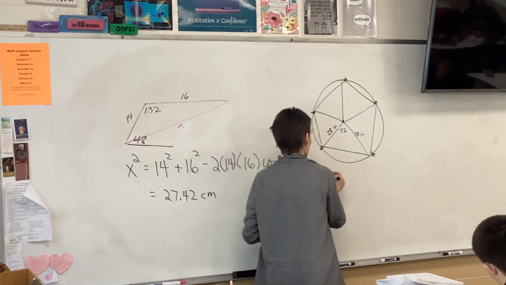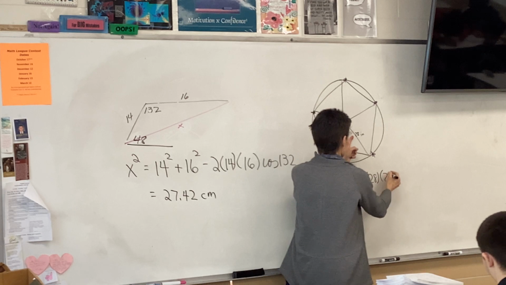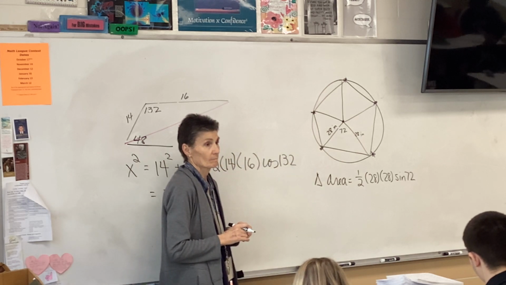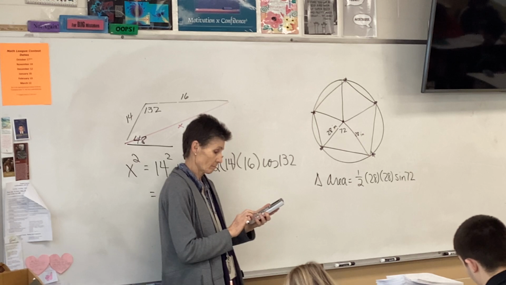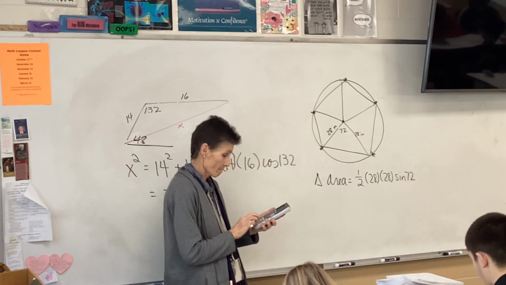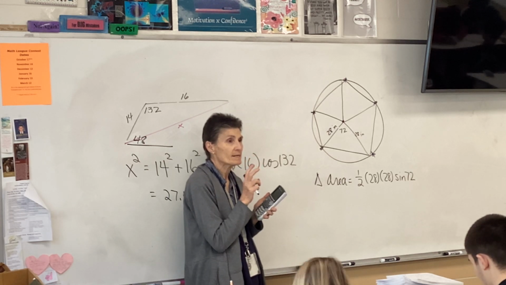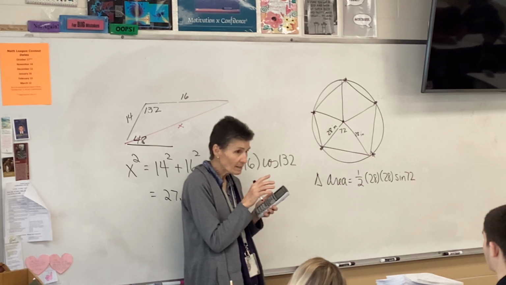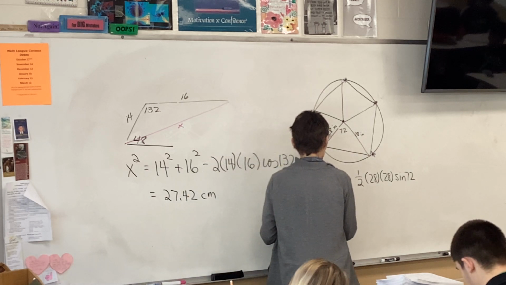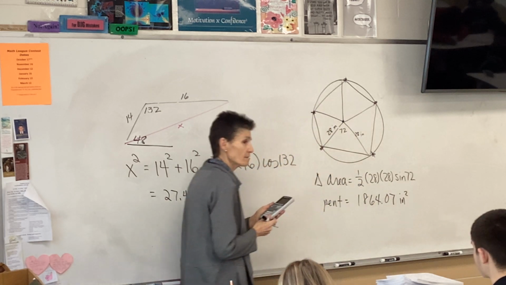Yes, because the area of the triangle is 1/2 side times side times sine of included angle. Did you get 372? But be careful, that's the triangle, divided by 5 times by 5. So the area of the pentagon is 1864.07 square inches.